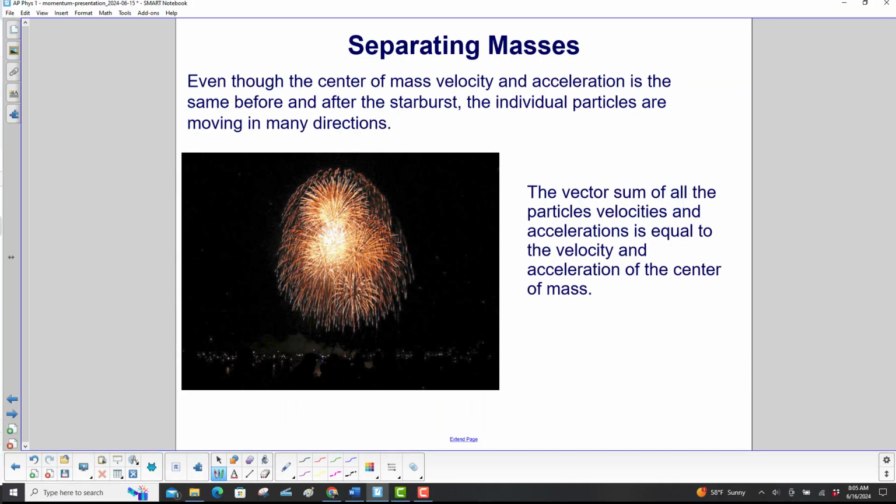Even though the center of mass velocity and acceleration is the same before and after the starburst, the individual particles are moving in many directions. But the vector sum of all the particles' velocities and accelerations is equal to the velocity and acceleration of the center of mass.